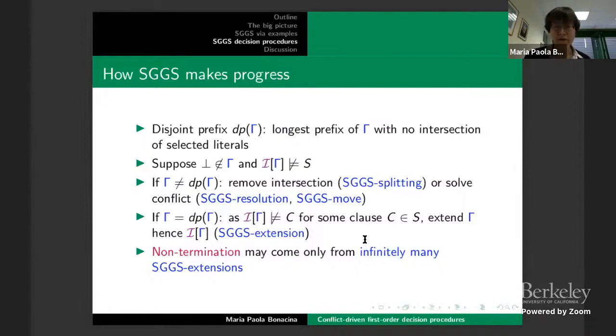Why am I saying all this? Because from this knowledge of how SDGs makes progress, behind this there is a lifting theorem that tells that SDGs extension applies under these circumstances, and another theorem that tells that the other rules apply otherwise. We glean that non-termination may come only from infinitely many extensions, because removing intersections and solving conflicts are finite activities that require only finitely many steps.